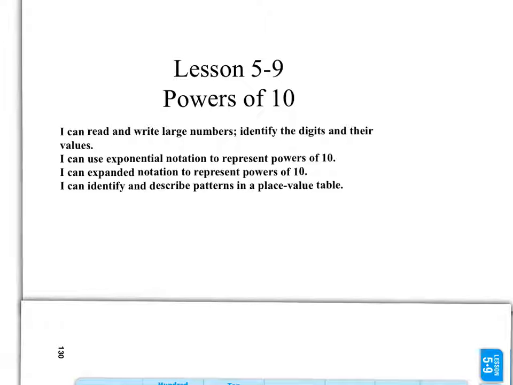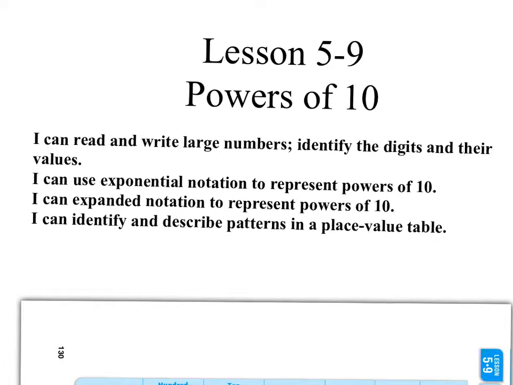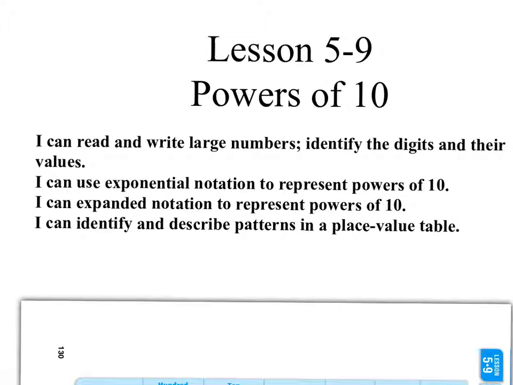Alright, boys and girls, today's lesson is lesson 5-9, Powers of 10. After this lesson, you should be able to say: I can read and write large numbers, identify the digits and their values. You already should be able to do that. I can use exponential notation to represent powers of 10. I can use expanded notation to represent powers of 10. And I can identify and describe patterns in a place value table.